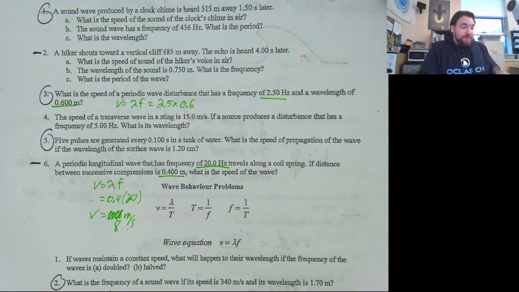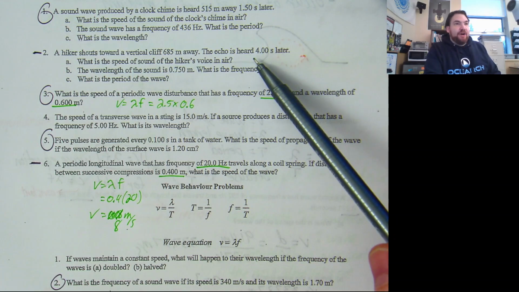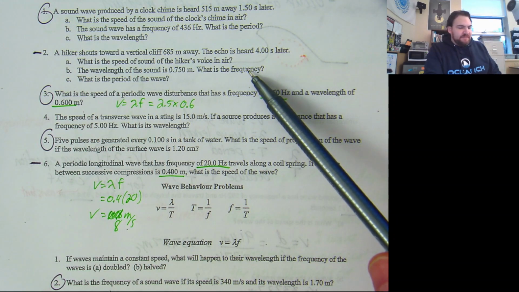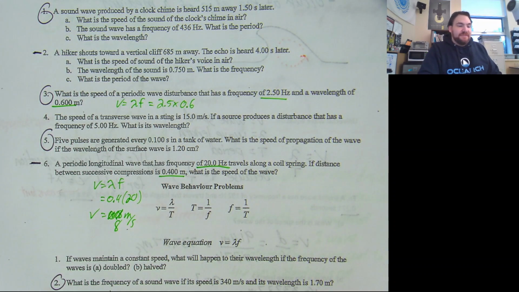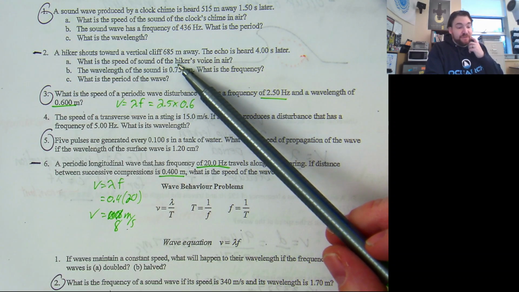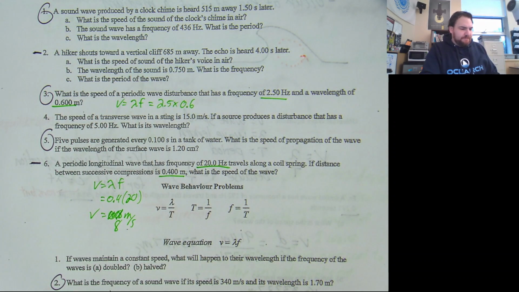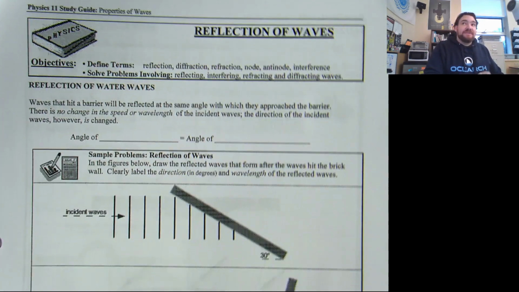2 was an interesting one if you did look at 2. It's just the idea that an echo is there and back. So you either have to have the time or double the distance to get a good understanding of the speed of the hiker's voice. That was it. Okay, so today we're going to look at a bunch of different properties of waves and how they behave.